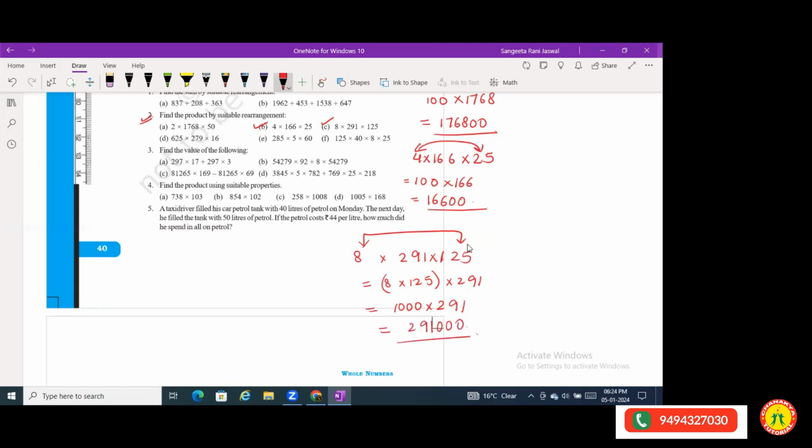Okay, let's try another one. Let's try this F part. 125 into 40 into 8 into 25. See, in all these sums, you had one pair. You were multiplying two numbers and then you multiplied with the third one. Now, in this, you have four numbers. Now, you will make correct choices. Which one to multiply where?